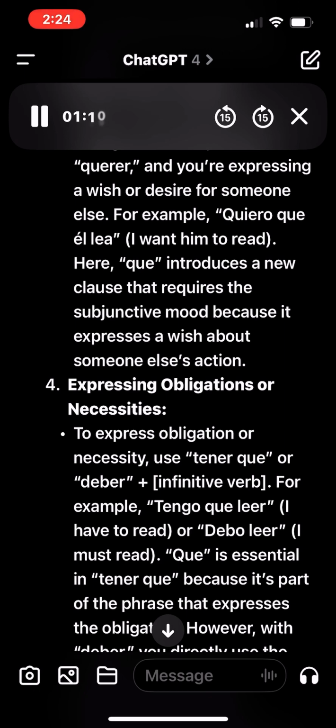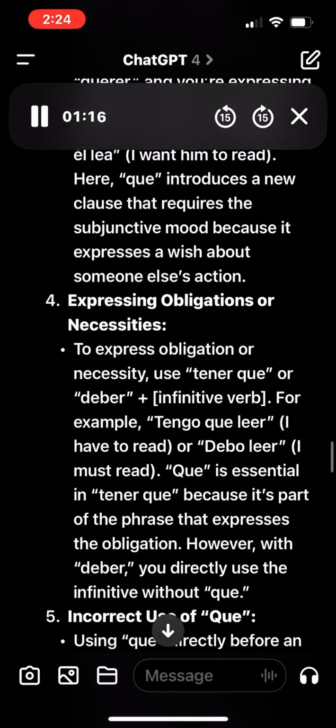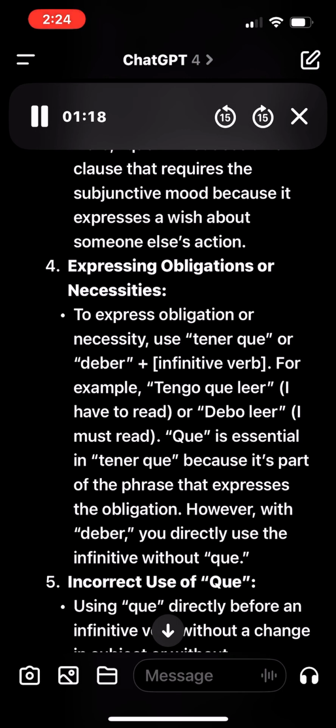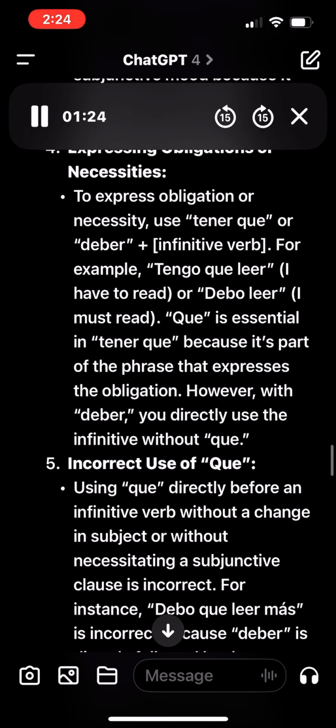4. Expressing obligations or necessities. To express obligation or necessity, use tener que or deber. For example, tengo que leer, I have to read, or debo leer, I must read. Que is essential in tener que because it's part of the phrase that expresses the obligation. However, with deber, you directly use the infinitive without que.